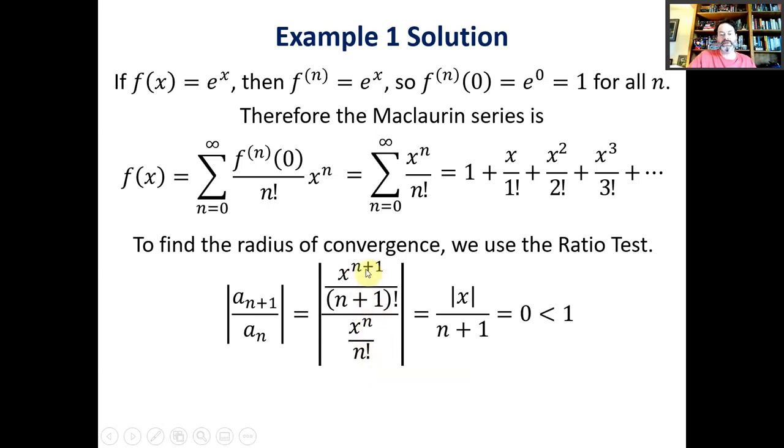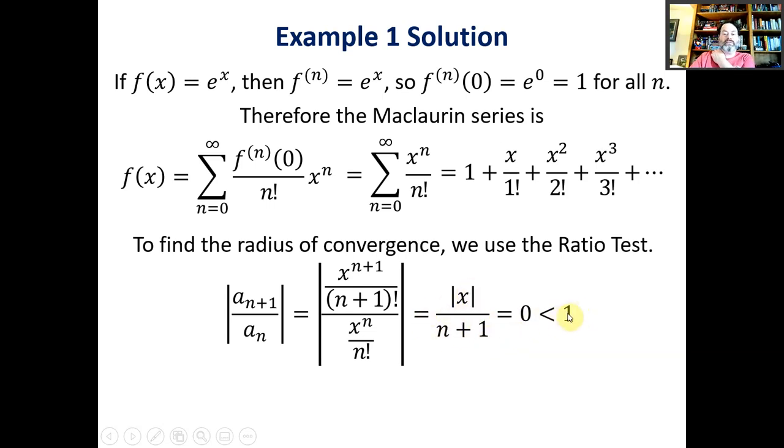Right, you can see what happens here. The n plus 1 factorial cancels with the n factorial and just leaves an n plus 1. The x to the n plus 1 and the x to the n cancel back down to an x. The absolute value, you don't need it around the n's. Those are all positive. But the idea here is that no matter what happens, this limit is 0.